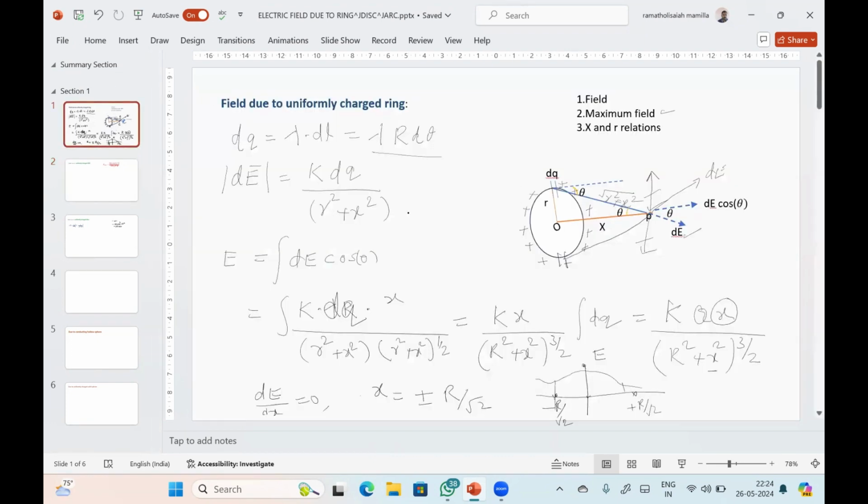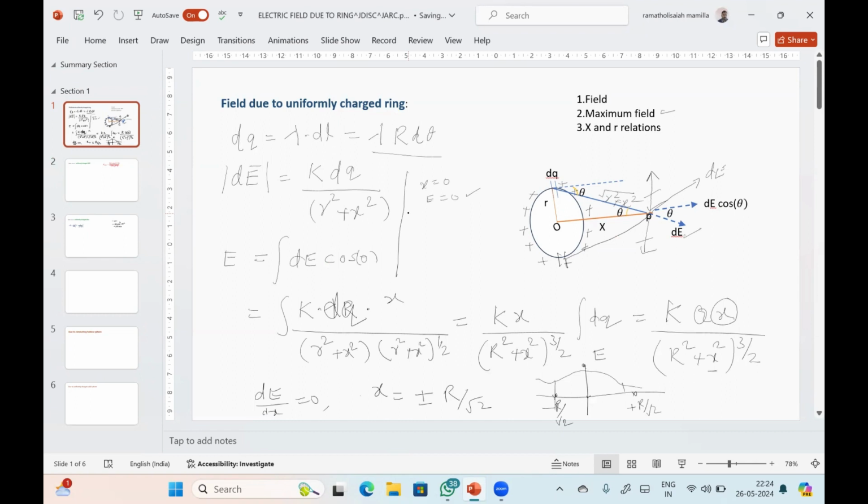That is, suppose x is equal to 0. So that means at the center, the field is also 0. There is no field. This is a conducting ring, and charge resides on the surface, radially outwards. So inside there is no charge. So at the center of the ring, the field is 0.